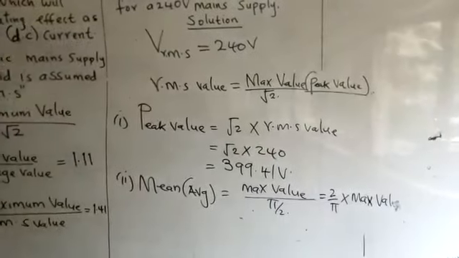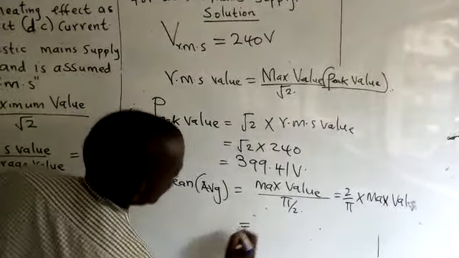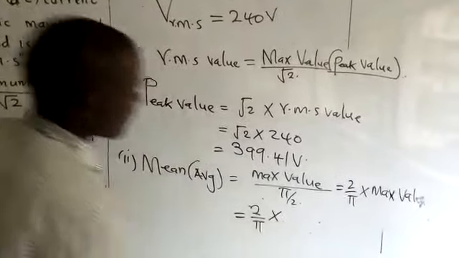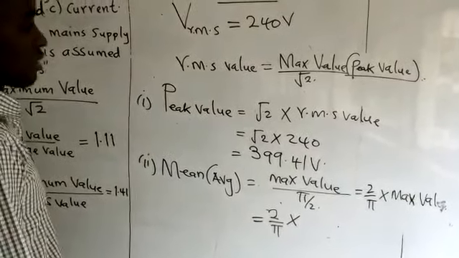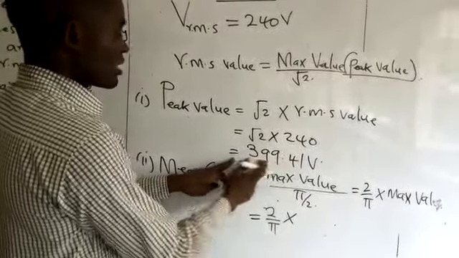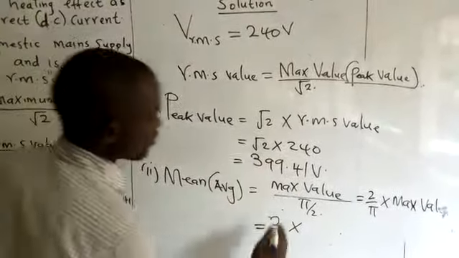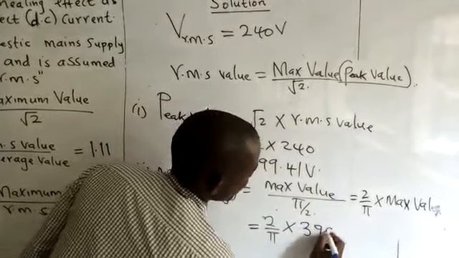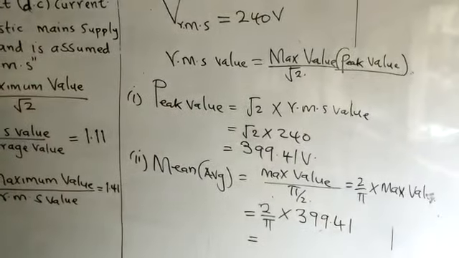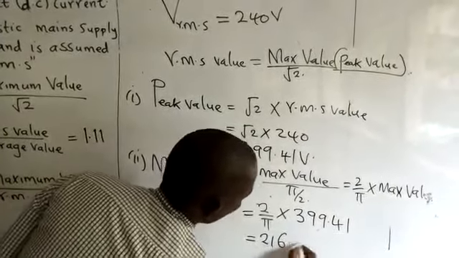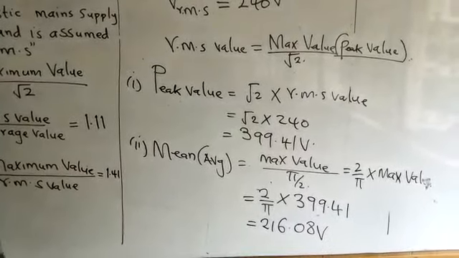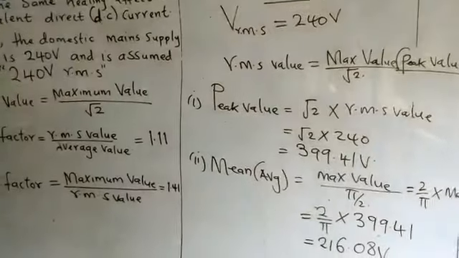So if we go by that formula, then it means the mean value will be equal to 2 over pi multiplied by the maximum value or the peak value. Remember, the maximum value is the same as the peak value. So what we do, you multiply by this 399.41. If you multiply by this, you will get 216.08 volts as the mean or the average value. So that is how you sort out that question. So we will stop there.